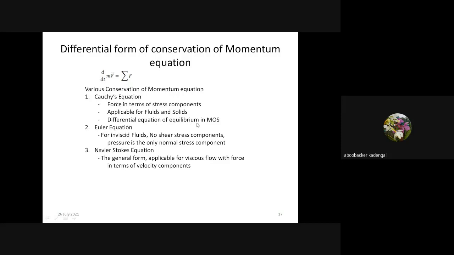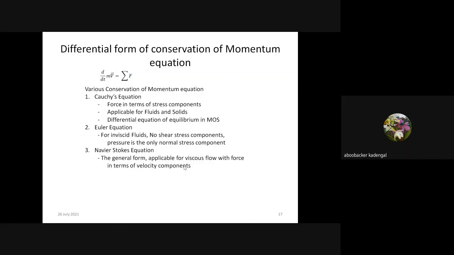It is the differential equation in mechanical solids. And the Euler equation is for inviscid fluid. When it is the momentum equation for inviscid fluids, it is called the Euler equation. So no shear stress components will be there, only pressure. Only the normal component of stress will be there, because we are neglecting the viscosity.